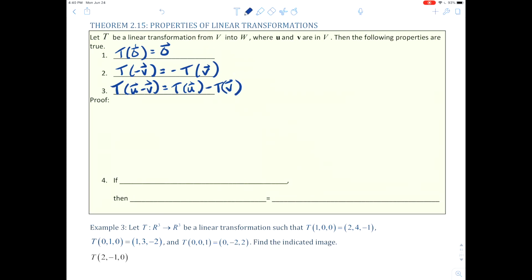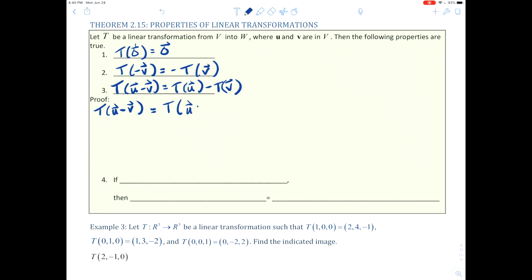And let's do the proof for that one. So we have all of our premise. Everything is defined in our premise. So let's start with that left-hand side. T at the quantity U minus V in vectors. Well, if we use properties of vectors, right? What is this going to be? The linear transformation of T at U plus negative V, again, still in vectors.